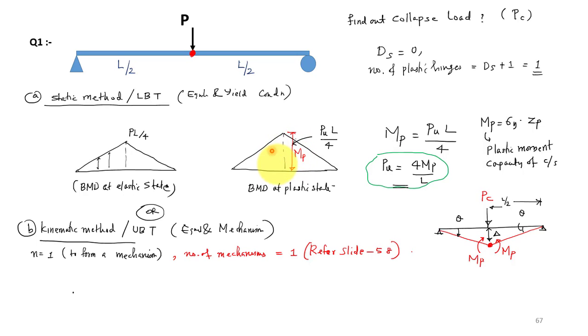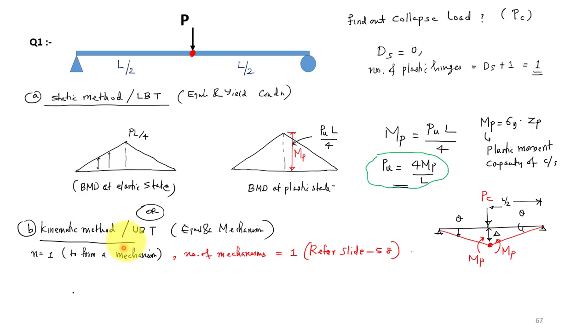This will be the critical section, and this peak moment will be equal to MP, the plastic moment, at the ultimate state. So I can use the equation PL by 4 equals MP, and from here you can find the corresponding ultimate load, MP by L. That is all about the lower bound theorem. We solve for the collapse load from the bending moment diagram at the plastic state.